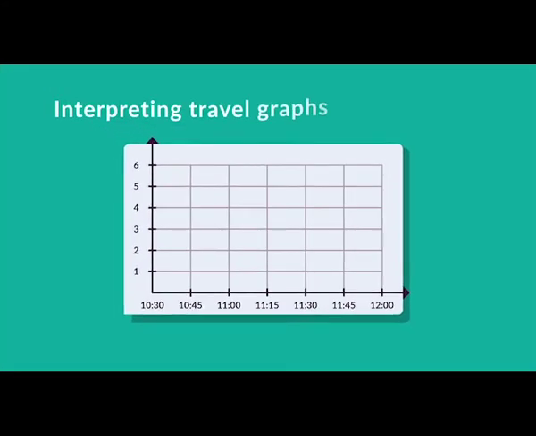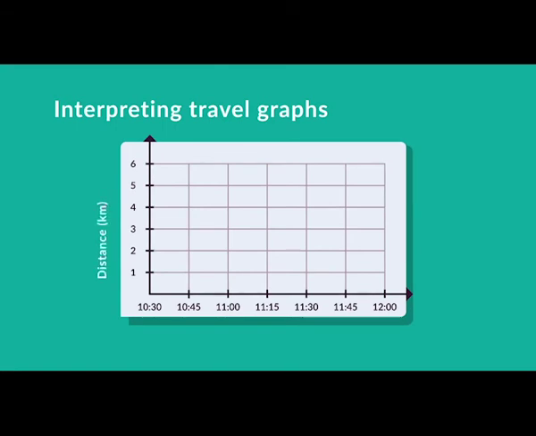A travel graph shows changes in position, distance, or speed over time. This one shows the distance hiked between 10:30 in the morning and 12 noon. Remember, the increase in the height of this graph tells us the distance covered is increasing and not that they are moving uphill. They could be climbing, going downhill, or walking on level ground.